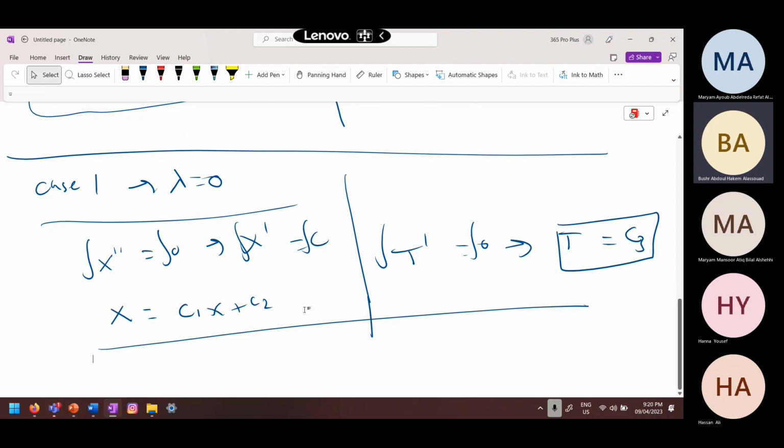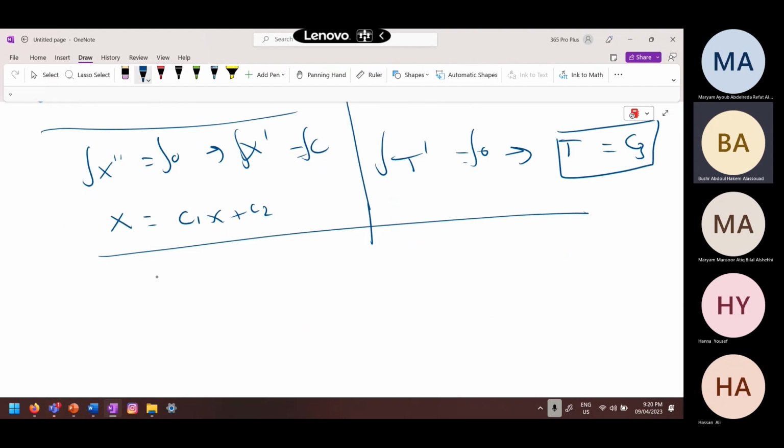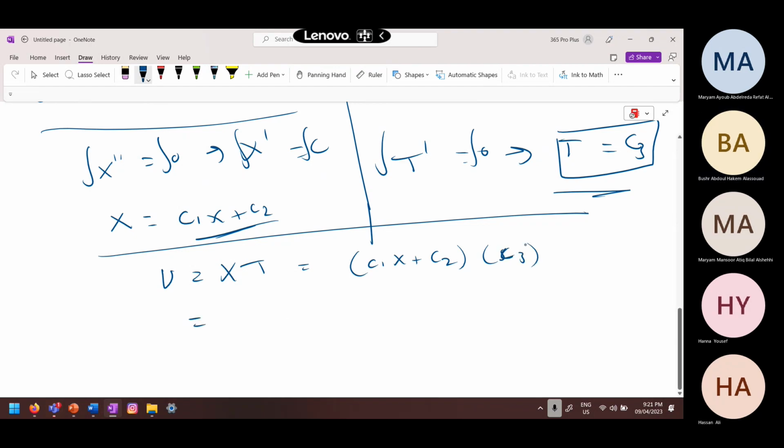Now you need to substitute in the assumption, which is U(X,T) is equal to this multiplied with this. So C1 X plus C2, times C3. Okay, you'll get this. So C3 multiplied with C1 is just another constant, so you'll just use A, A X plus, sorry, not C2, plus B. C3 with the C2 is also another constant. So this is our first solution.